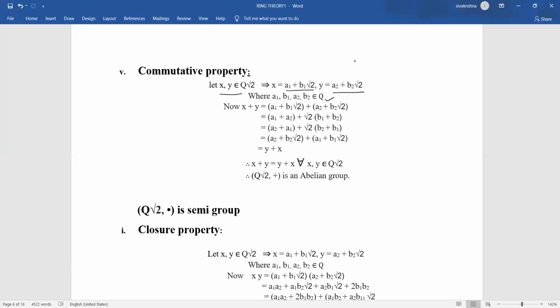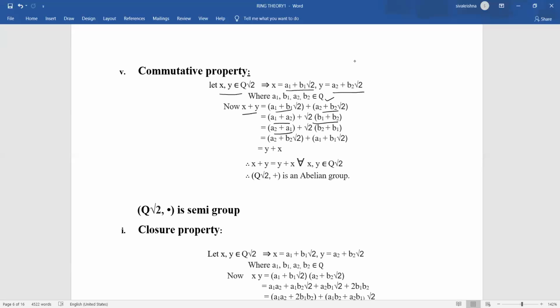So in the commutative property, we have to consider x plus y. I am writing the values of x and y. Now I am adding the first term of x with the first term of y, which gives a1 plus a2, and the second term of x with the second term of y gives root 2 into b1 plus b2. Since a1, a2 and b1, b2 are rationals in the set Q, clearly the commutative property holds, so a1 plus a2 can be written as a2 plus a1. So this is by commutative property in rationals.